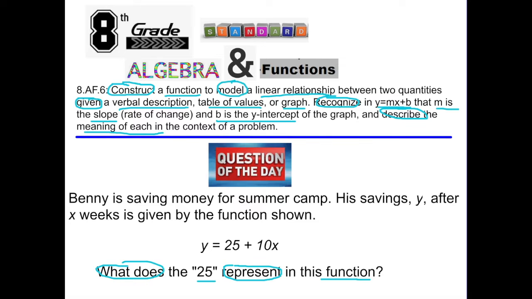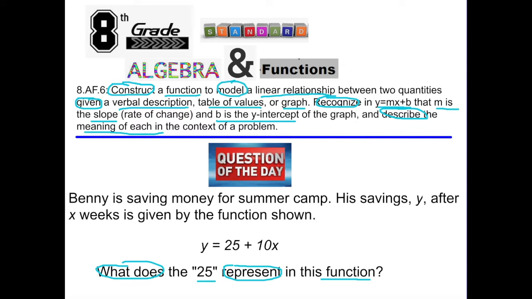Good morning, 8th grade. Today's iLearn standard is Algebra and Functions 8.AF.6. Construct a function to model a linear relationship between two quantities given a verbal description, table of values, or graph. Recognize in y equals mx plus b that m is the slope, rate of change, and b is the y-intercept of the graph, and describe the meaning of each in the context of a problem.